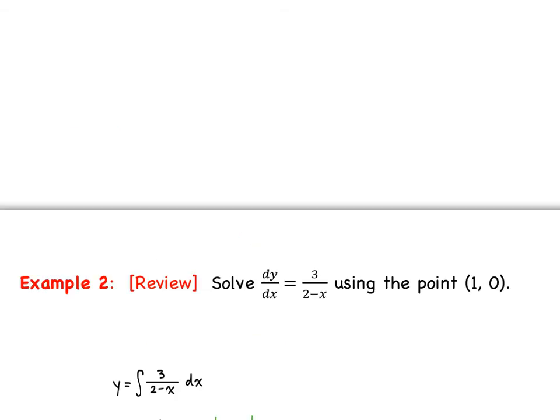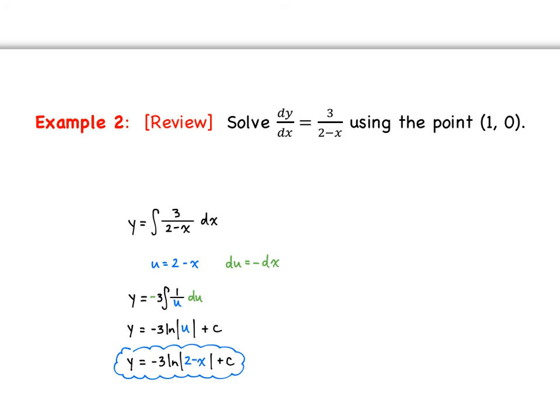This last example is simply a review problem. I want you to solve the differential equation dy/dx equals 3/(2 minus x) using the point (1, 0). So that means in the end, I want you to find what c is equal to and state the final answer. Now remember, here's your hint. If I'm solving this differential equation, what it's really saying is y is equal to the integral of 3/(2 minus x) dx. You will have to use a u substitution, so work it all out, and then see how you did.